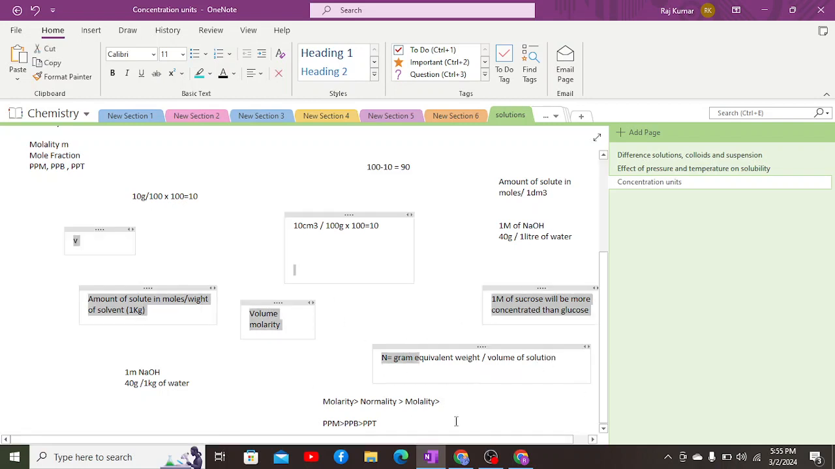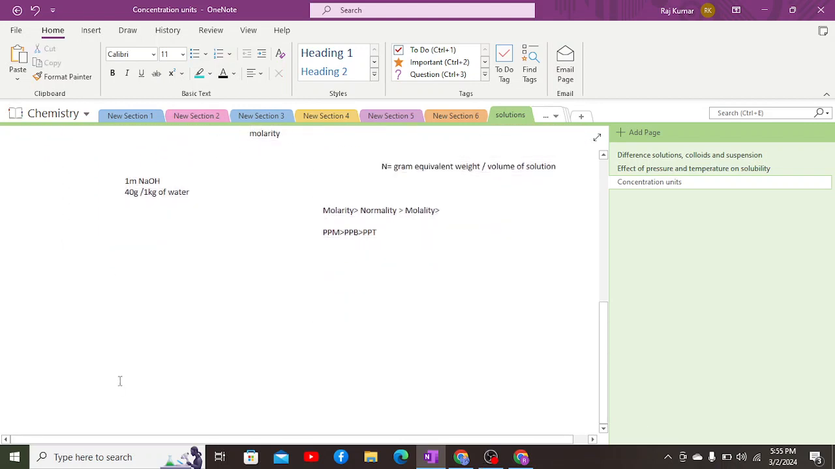And what is gram equivalent weight? It is basically the weight of a solute which is actively participating in a reaction. Now in this case, if we take the gram equivalent weight of an acid, as well as the gram equivalent weight of a base, as well as the gram equivalent weight of an element, we'll be having different gram equivalent weights. If we consider the gram equivalent weight of an acid, let's suppose HCl, then HCl basically will have its gram equivalent weight equal to the molar mass of HCl.